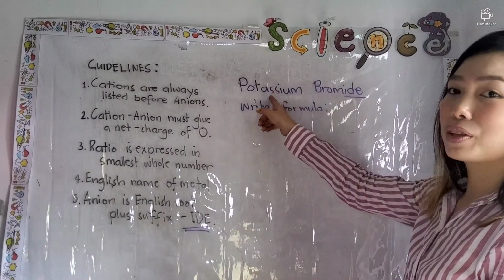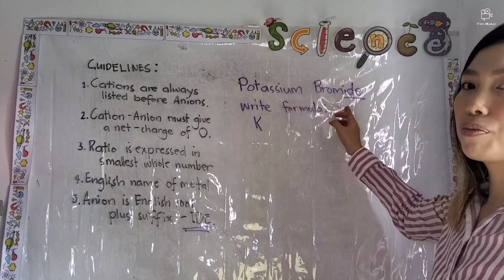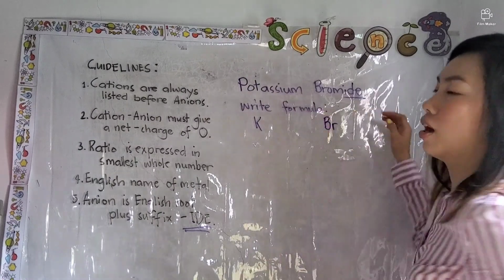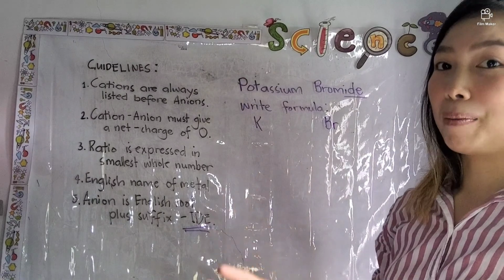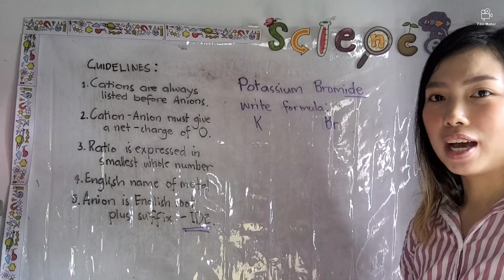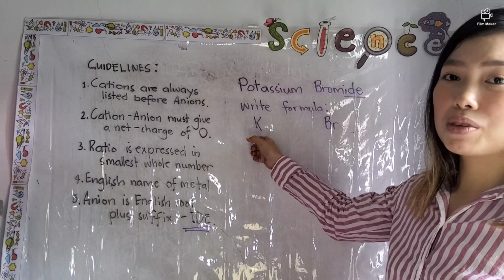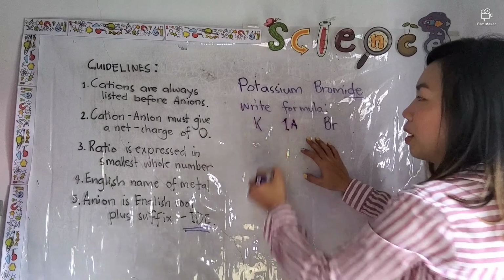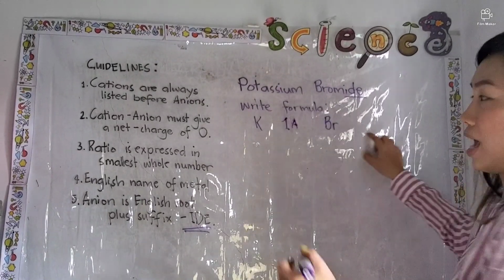So, the symbol of potassium is K. The symbol of bromine is BR. So, yan yung magiging chemical formula natin mamaya. So, in the chemical formula, alamin mo kung nasa ang group si potassium. Potassium is found on group 1A. Para guided ka. And then bromine is found on group 7A.